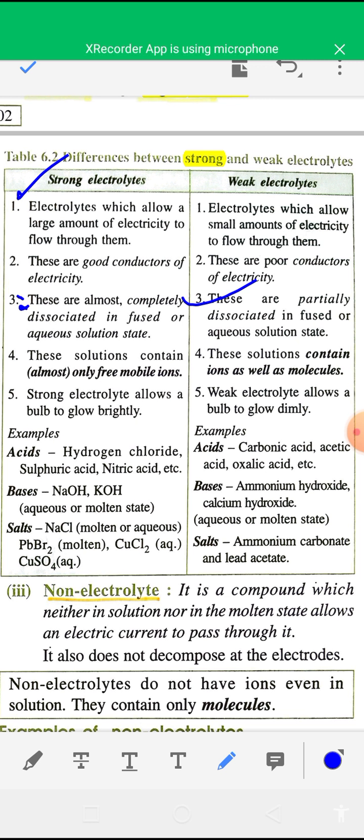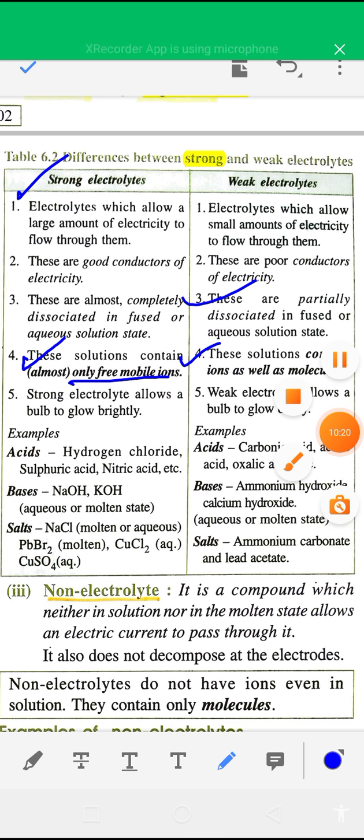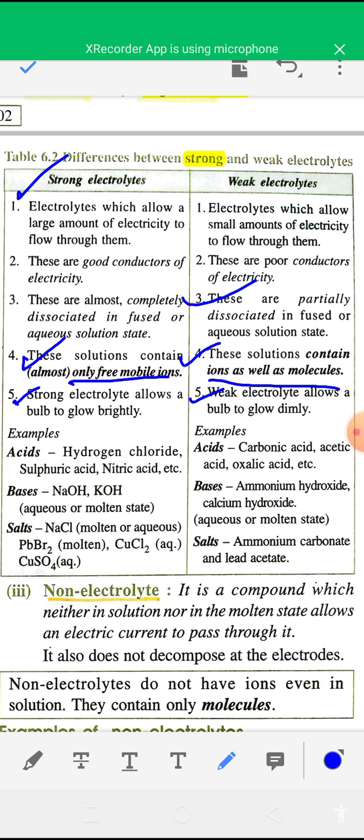In case of a strong electrolyte, the solution contains almost only free mobile ions, cations and anions. But in case of a weak electrolyte, as they dissociate partially, their solution contains ions as well as some neutral molecules. In a strong electrolyte, a strong electric current will pass through the solution, and in case of a weak electrolyte, only a small, weak electric current will pass. Examples of strong electrolytes: any strong acid like HCl, any strong base like NaOH, KOH, salts like NaCl, PbBr2, copper sulfate.